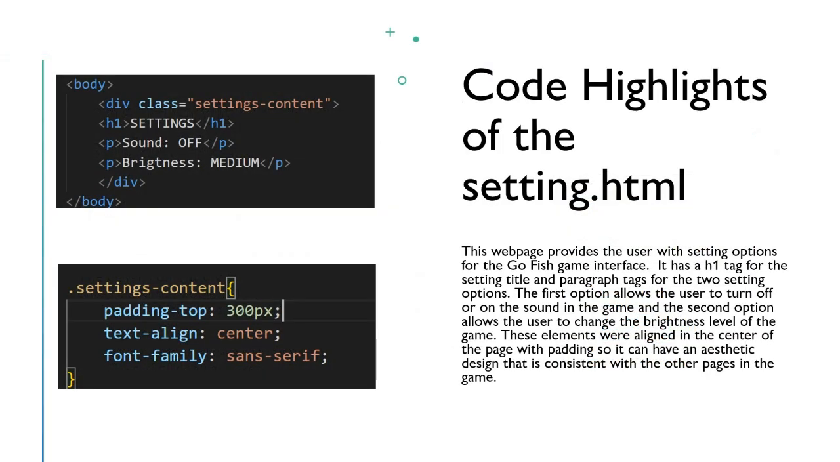Highlights for the setting HTML. This web page provides the user with setting options for the Go Fish game interface. It has an H1 tag for the setting title and a paragraph tag for the two setting options. The first option allows the user to turn off or on the sound in the game, and the second option allows the user to change the brightness level of the game. These elements were aligned in the center of the page with padding so it can have an aesthetic design that is consistent with the other pages in the game.